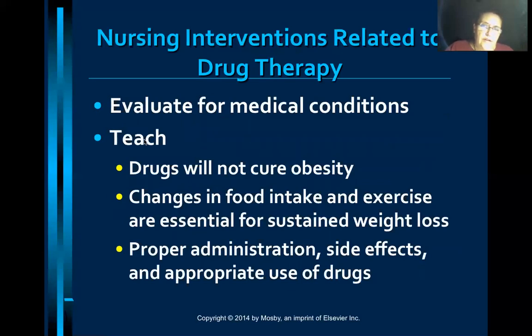We evaluate the drug therapy for medical conditions. We teach that drugs are not a cure for obesity. We want to see changes in food intake and exercise and sustained weight loss. We want proper administration. We want to watch side effects and monitor the drugs for appropriate use.